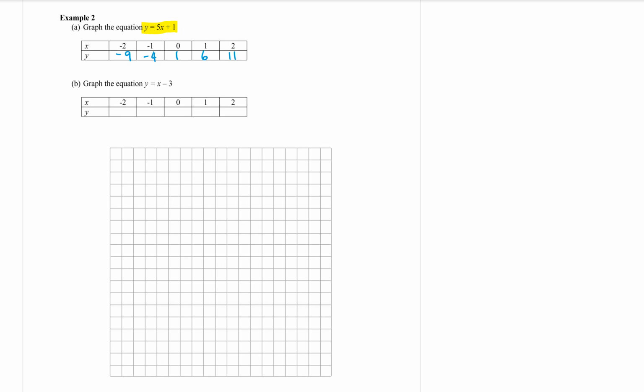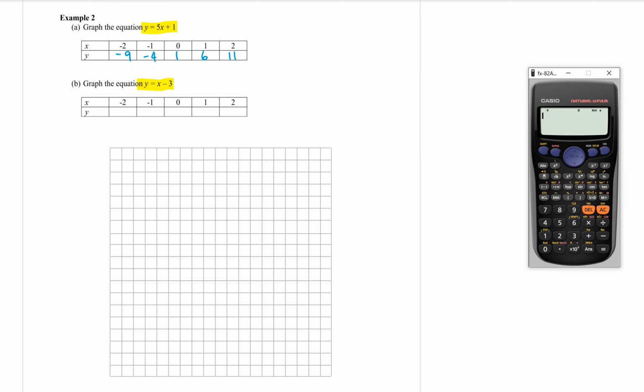Okay, let's fill in the second table. Our second equation is y equals x take away 3. Now, x, there's no number to multiply that by this time. The first thing I want in my calculator is my x value, which is -2. So x is -2. And all I want to do is subtract 3 from that. So it's -2 minus 3 is -5.